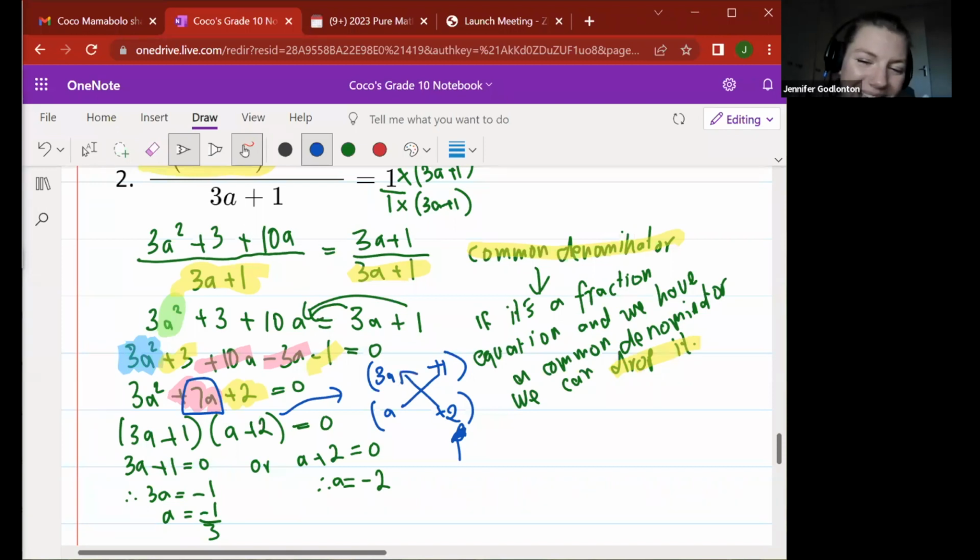When we multiply like this, the 3a times the 2 gave us 6a, and the a times 1 gave us a, and so that gives us our 7a. Oh, okay. Make sense? Yes, ma'am. Thank you. No problem.